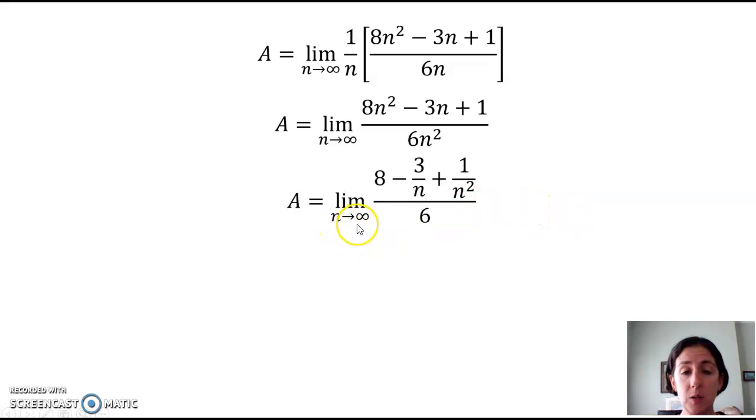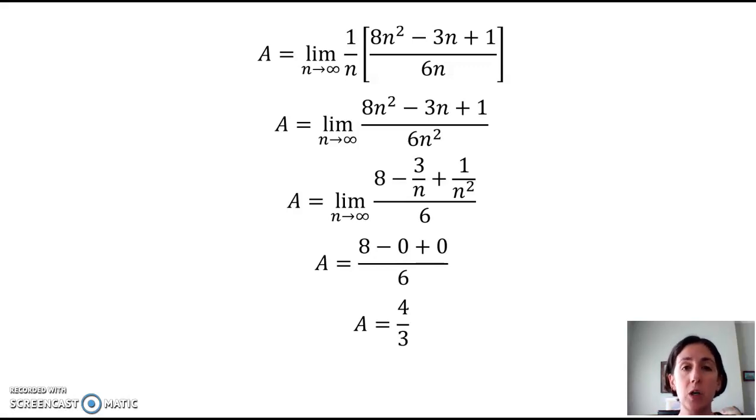As n goes off to infinity, 8 stays as 8. 3 over n will go to 0. 1 over n squared will go to 0, and 6 will stay as 6. So that gives me 8 over 6, or 4/3. So the area under that whole curve is 4/3, which is about 1.333.